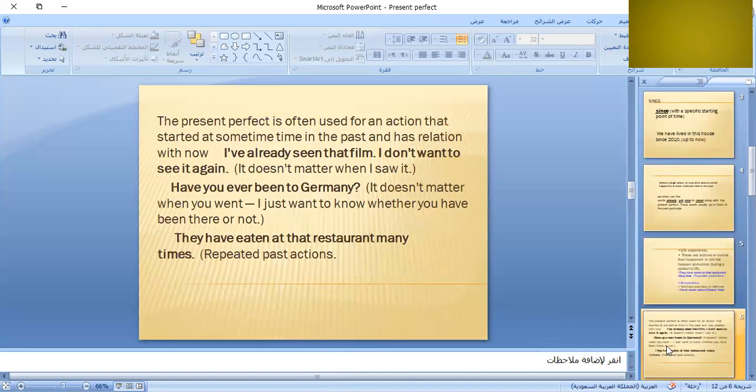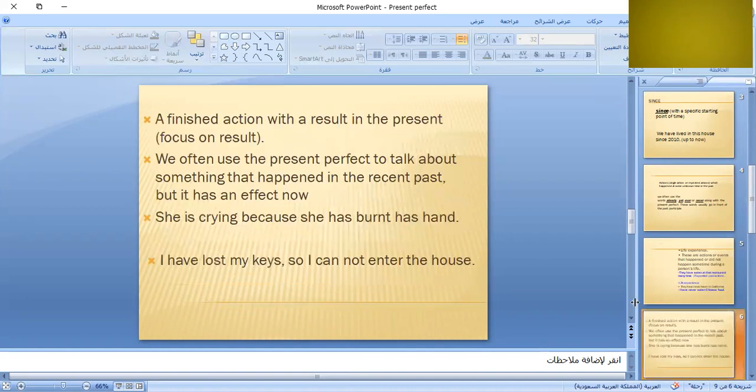Okay, the present perfect of often. Also, we use the present perfect to refer to an action which happened, and it is complete now, but it has a result now. We are focusing on the result, and we use the present perfect to refer to the complete action.